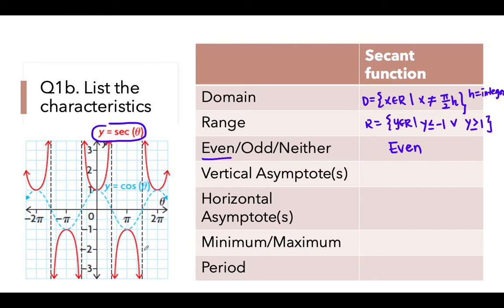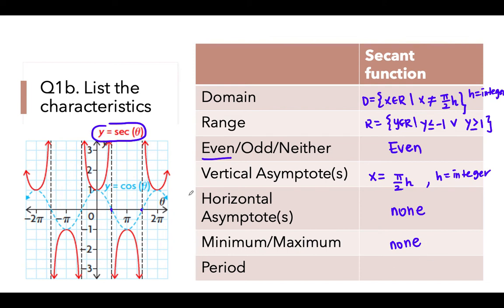Vertical asymptote: yes, there is a vertical asymptote at every pi over 2 and 3 pi over 2. So x is equal to pi over 2 h, where h is an integer. Now, horizontal asymptote: there are no horizontal asymptotes. Maximum, minimum: there is no maximum or minimum because the graph keeps going up and down. So there are none.